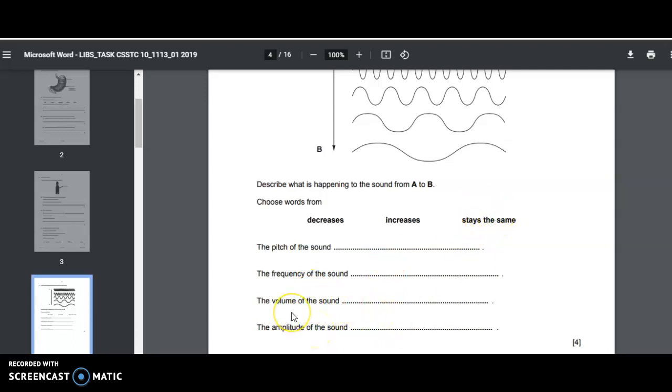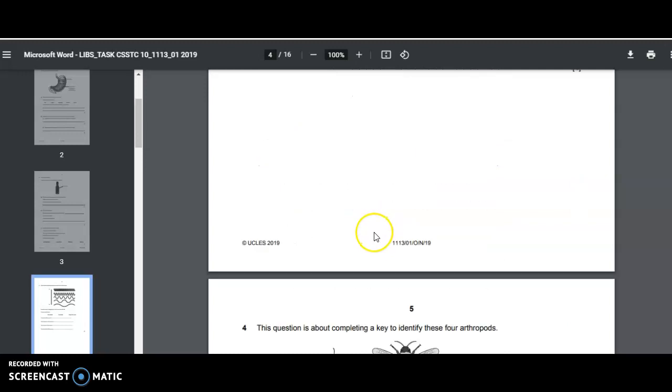And because amplitude and volume are related, that will stay the same too. So pitch and frequency will decrease, and volume and amplitude will stay the same.